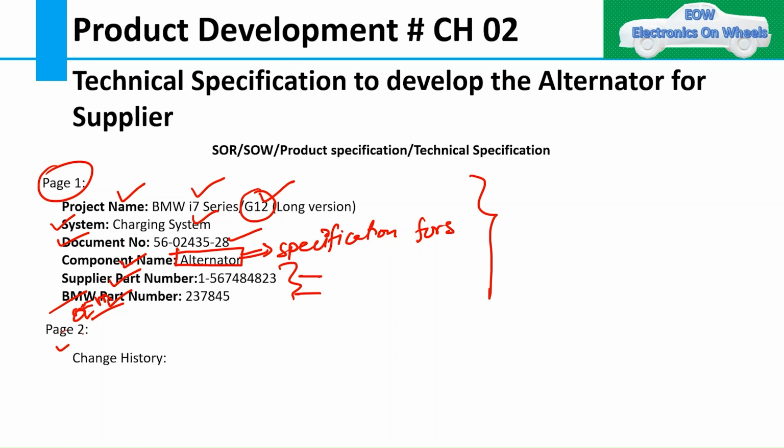Then coming to page number 2, that is the change history. In change history you tell what has changed. Suppose you are creating revisions, right? In the first draft the document is not matured, so you create one revision, revision 2, revision 3. This change history you have to write down. So these are the basic things you have to keep.